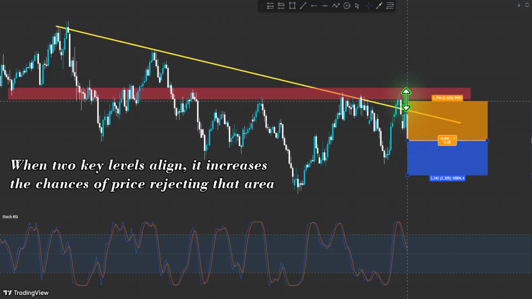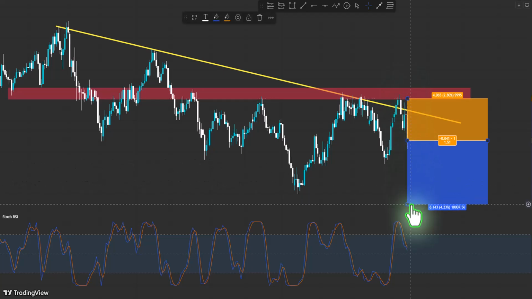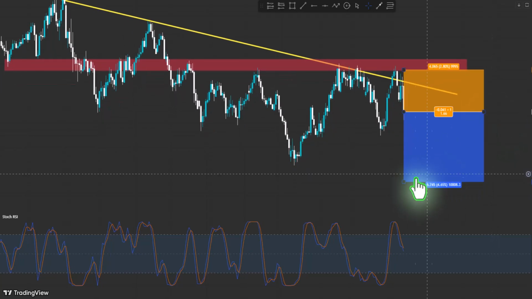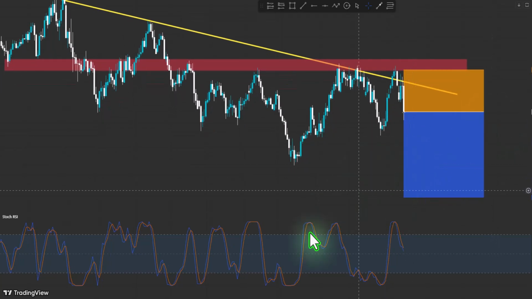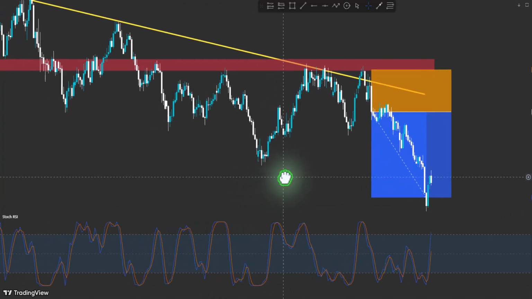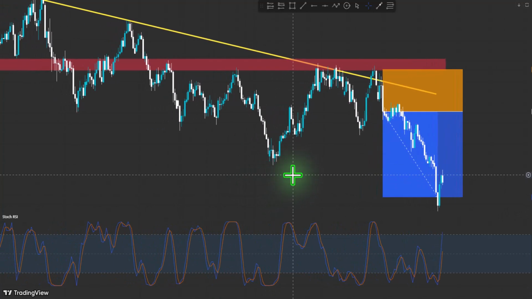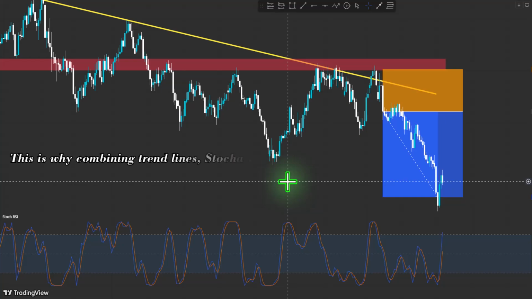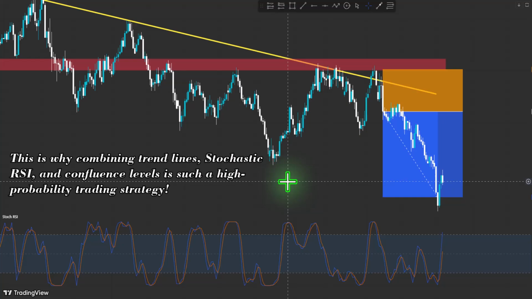Then for the risk management, we will place our stop loss just slightly above the swing high for protection and set the take profit at 2 times the size of the stop loss for a strong risk to reward ratio. And if you play the price forward, you can see the price rejected the trend line beautifully, dropped perfectly, and hit our take profit. This is why combining trend lines, stochastic RSI, and confluence levels is such a high probability trading strategy.